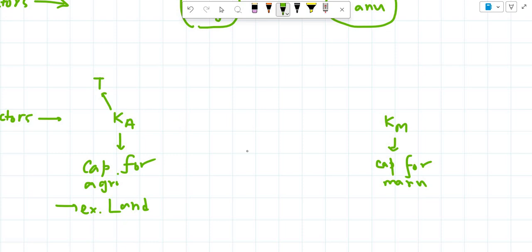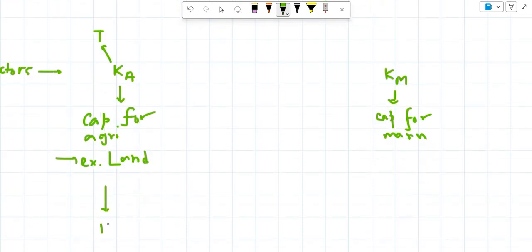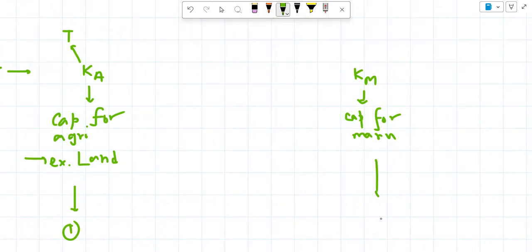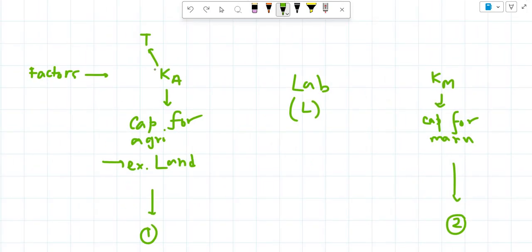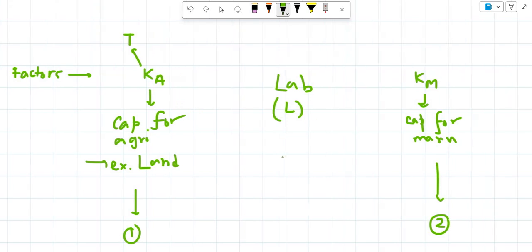You cannot consider this to be L. Why? Because this is one factor, this is the second factor. What is the third factor? The third factor is labor. This is denoted by L. You can denote labor by N and then denote land by L, but that is up to you. Basically, these are the three factors that you have: land, labor, and capital.